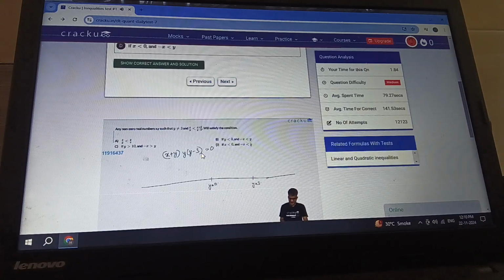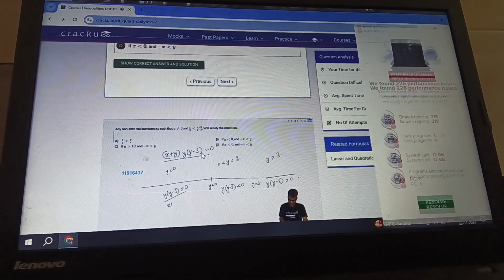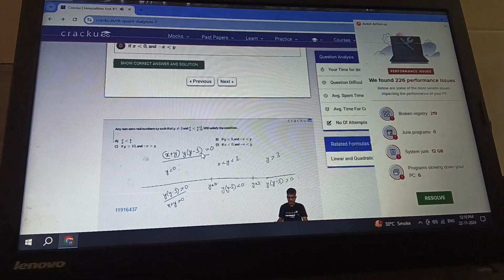When y is less than 0, over here, y into y minus 3 will be positive. When y lies between 0 and 3, y into y minus 3 is less than 0. When y is greater than 3, y into y minus 3 is greater than 0. We want x plus y into y minus 3 to be greater than 0. Over here, y into y minus 3 is greater than 0, so we want x plus y to be greater than 0.